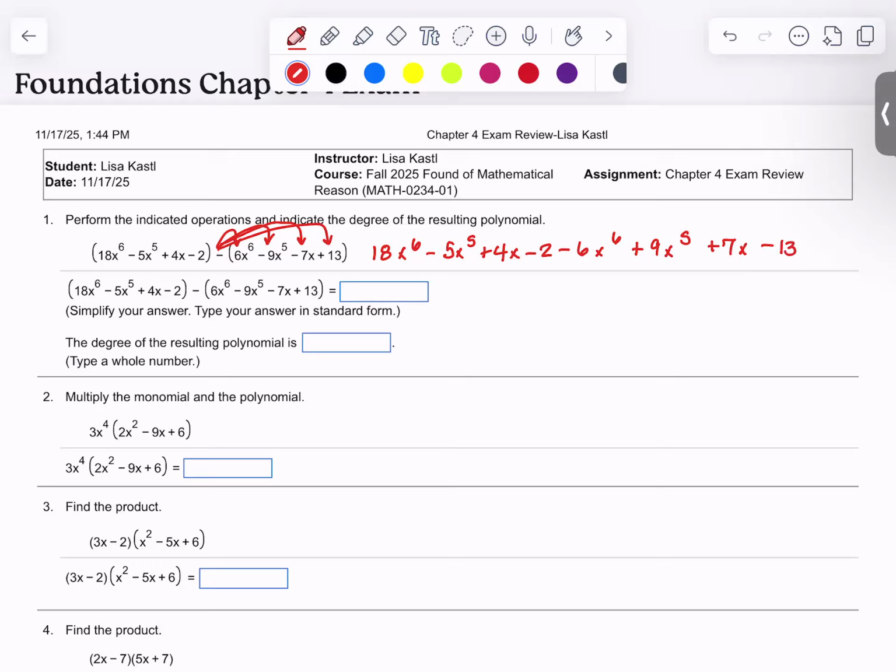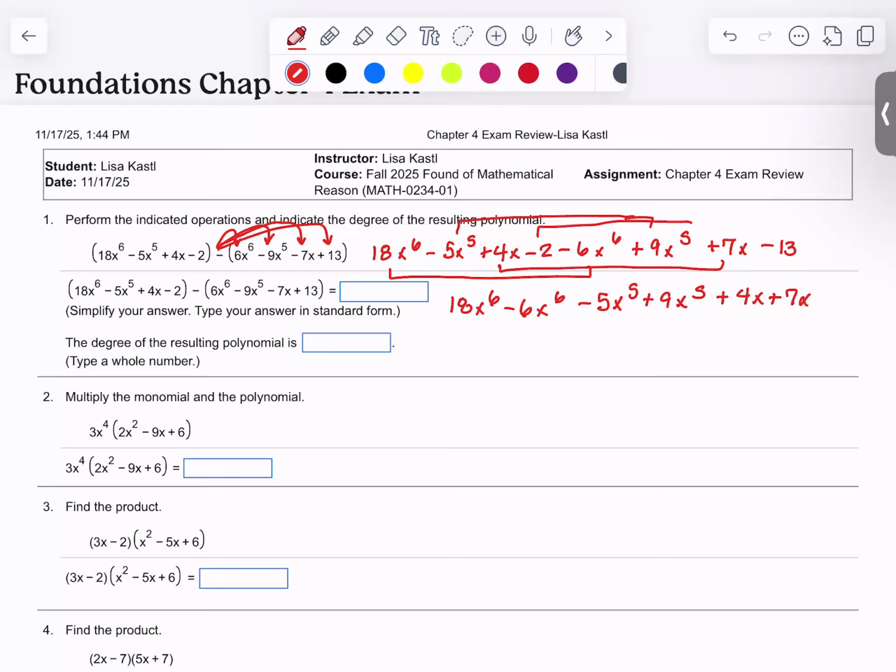And let's do a little association here. So we have an 18x to the 6th minus a 6x to the 6th. And then we have a minus 5x to the 5th and a plus 9. And then we have a plus 4x and a plus 7x. And then we have a minus 2 and a minus 13. Okay, so let's combine like terms.